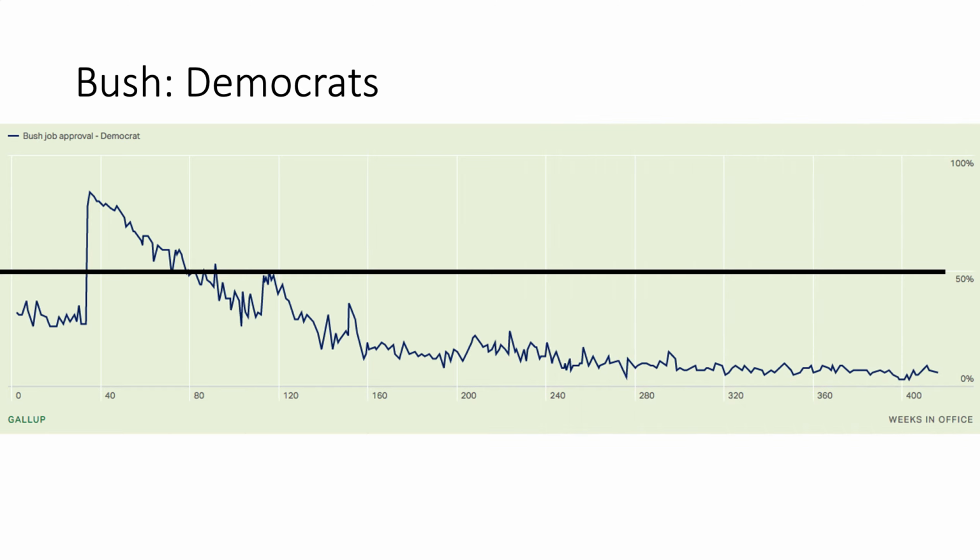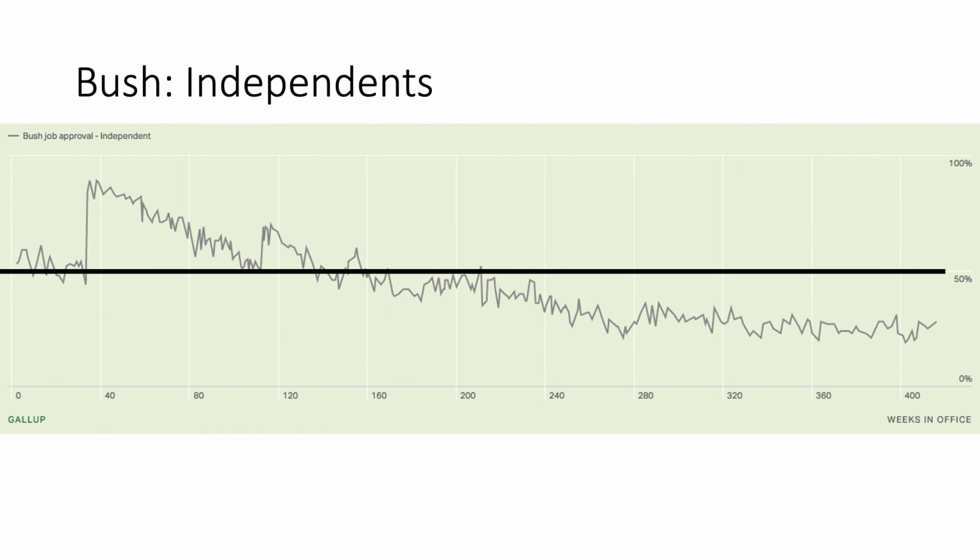A bounce up, certainly like the rest of the nation, but notice early on in his administration, he was below 50%, basically bouncing around in the 30s. But the bounce up did not last as long, and it tended to drop even further to where basically by the end of his administration, Democrats had about a 10% approval rating of George W. Bush. Now, among independents, Gallup doesn't necessarily divide out the leaners.